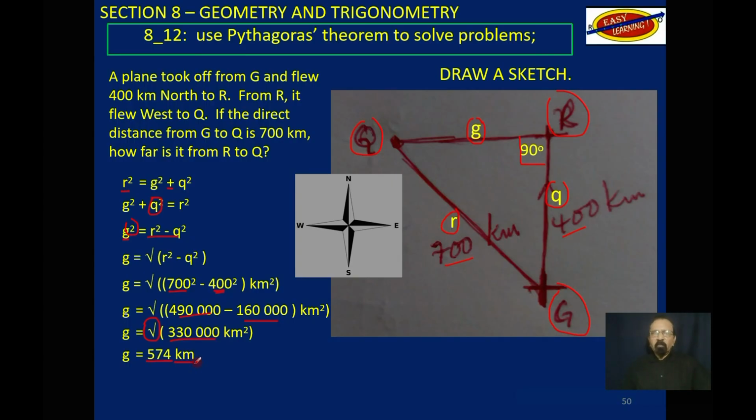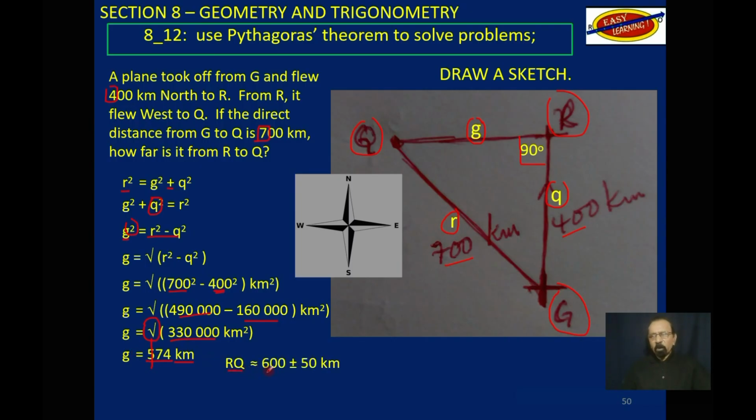Now, if you leave it like that, most likely CSEC will deduct a mark because you have too many significant figures. We have one significant figure here for the 700. We have one significant figure there for the 400. So your answer really should have no more than one significant figure. So you need to round off at that 5, the hundreds position. At 574, which 100 is it closest to? 500 or 600? It is closest to 600.